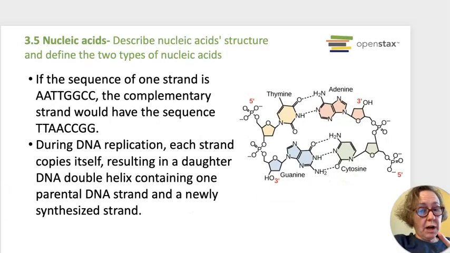If the sequence of one strand is AATTGGCC, like I'm going to give you these and you're going to have to give me what the other side of the DNA would be, then the complementary strand, cannot say the word strand, right, is going to be TTAACCGG, right? And this will look a little bit different if it's RNA, but we're not there yet. We're still talking about DNA. During replication, each strand copies itself, resulting in a daughter DNA with a double helix containing one new strand and one old strand.